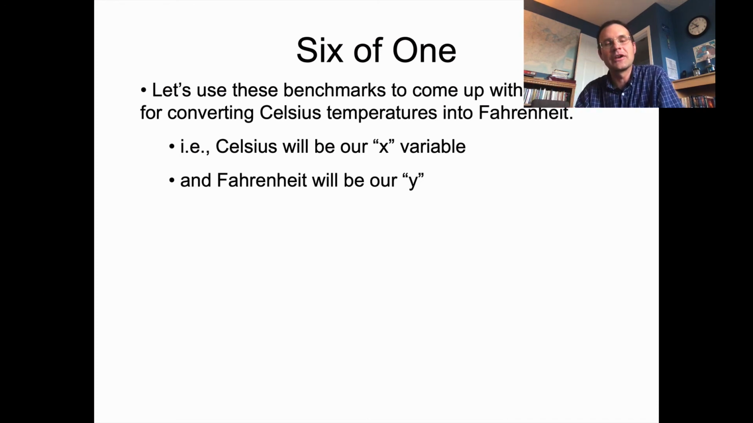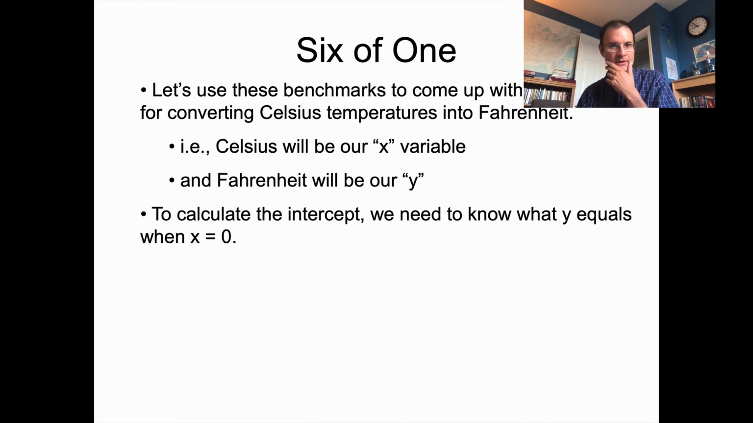Okay, so I want to use those two benchmarks for freezing and boiling points of water to come up with a formula for converting Celsius temperatures into Fahrenheit. So Celsius is going to be our X variable, and Fahrenheit is going to be our Y. And we're going to, again, relate them linearly. It just turns out to be a little bit easier to go in this direction for a couple of reasons. Both the math works out nicely, and also people are familiar with Celsius and want to be able to convert it into Fahrenheit normally.